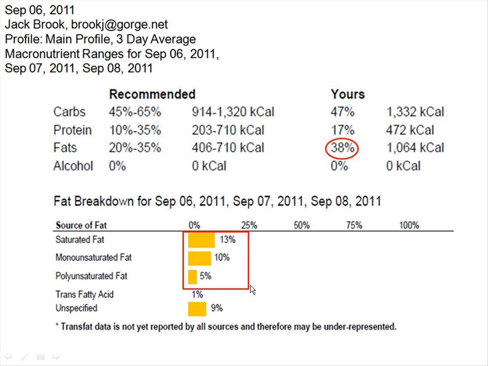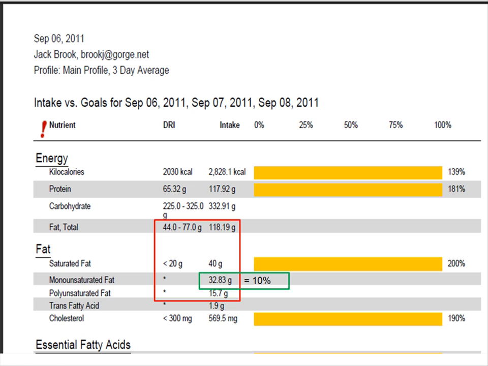Well, if you look at my numbers, it makes it pretty easy, because we see mono and saturates are already 10%. So all I have to do is find out how many grams represents 10%. So I would go back into my 3-day average page with the 2 columns, and you'll notice here it shows how many grams of fat I took, but it shows the grams for each of these fats. And what I just showed you is the mono and saturated fats are at 10%.